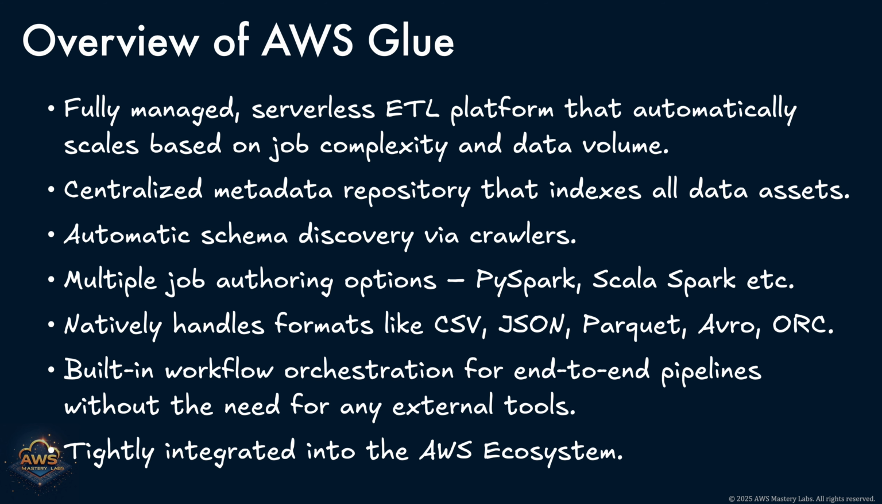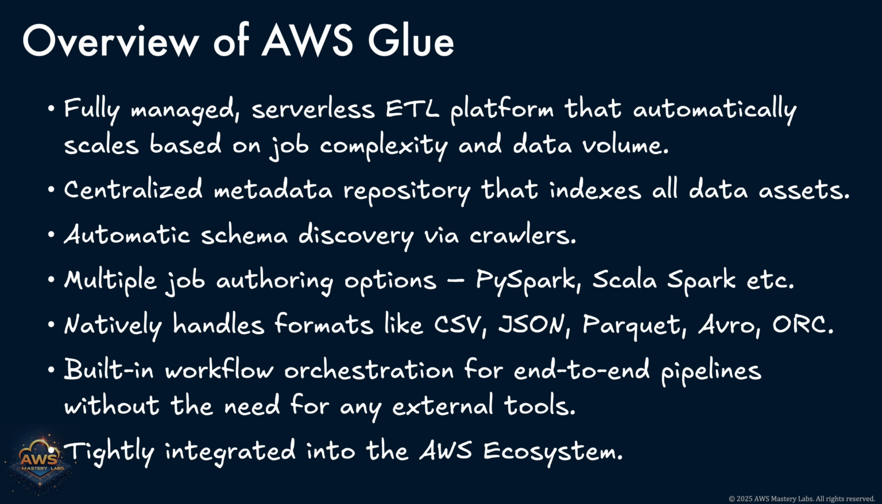For ETL workloads, AWS Glue offers multiple job authoring options. You can write jobs in PySpark or Scala, use Python Shell for lightweight scripts, or go completely no-code with Glue Studio's visual interface, which lets you drag and drop transformations and build pipelines visually. Glue supports a wide range of data formats and data sources out of the box, from S3 and JDBC to DynamoDB, and handles structured, semi-structured, and nested data with ease. It also includes built-in workflow orchestration, so you can chain together jobs using triggers and define complex dependencies using Glue workflows, or even integrate with Step Functions for more control.